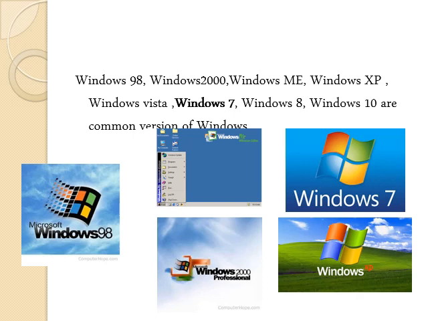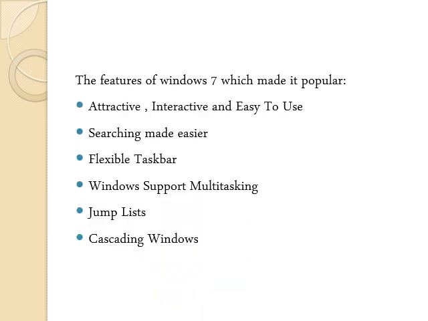Now let us have a look at the features of Windows 7 that make it so popular. First one, here I have given in points and in the next slide I have described in detail. Attractive, interactive and easy to use. Second one, searching made easier. Flexible taskbar. Windows support multitasking. Jump list, then cascading windows.